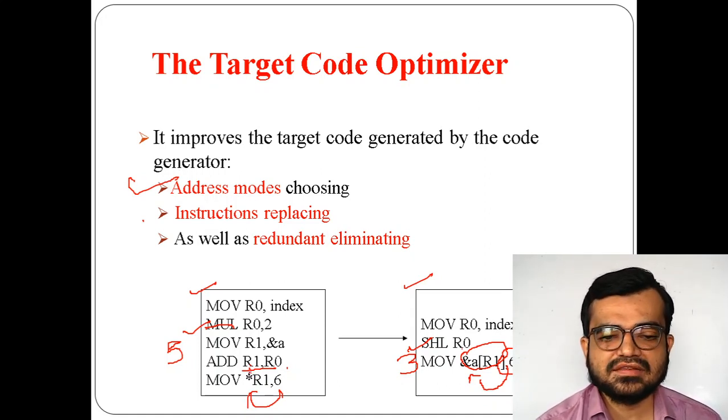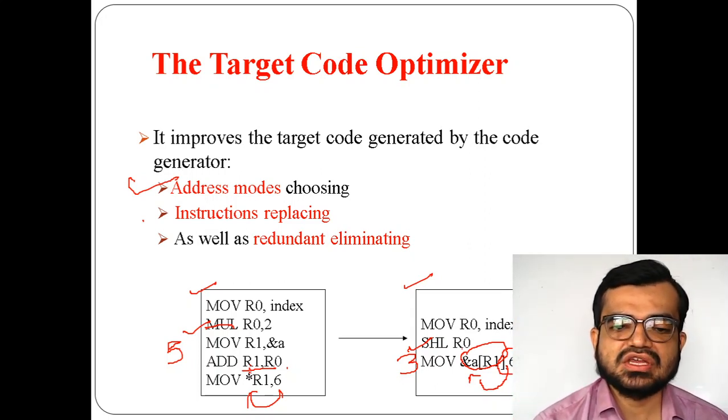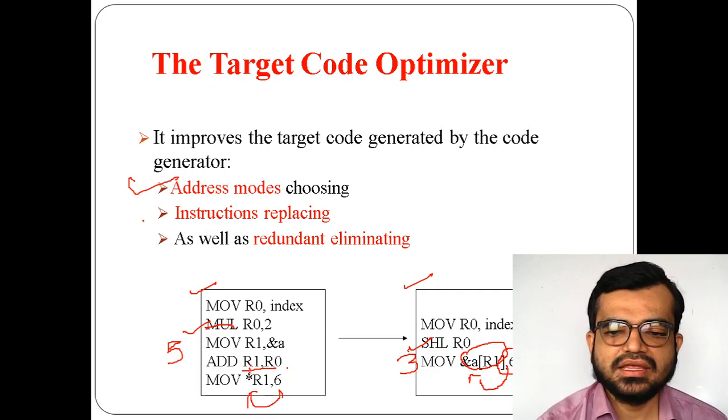Instructions have also been replaced here, and the addressing modes have also been changed here. The instructions are also changed. So this many things have to be performed in the target code optimizer.